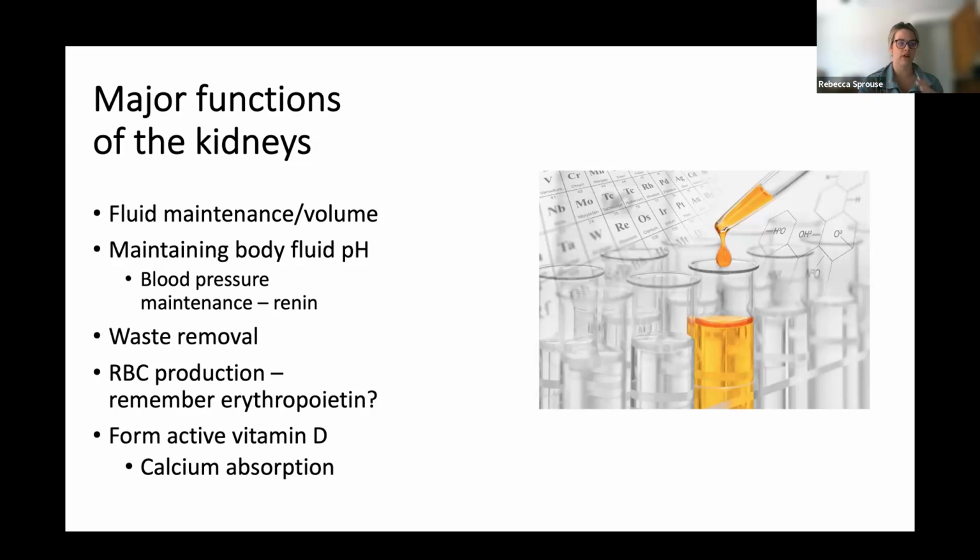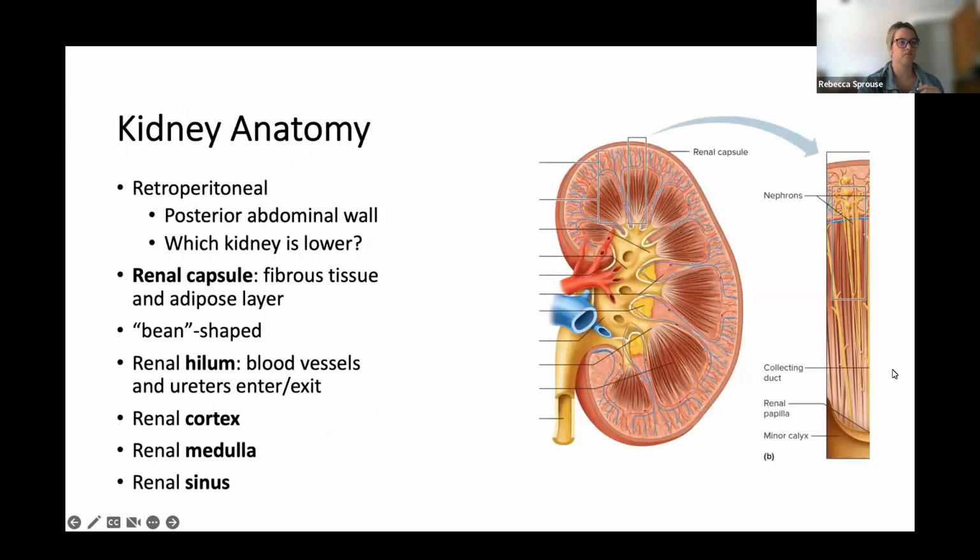Erythropoietin. Remember, erythropoietin from blood is the hormone that stimulates red blood cell production in the bone marrow, and that's released by the kidneys. And then also the kidneys absorb a lot of calcium, and calcium is necessary for vitamin D as well. So those are just our overview functions of the kidneys. These first 3 we're going to hit on mostly.